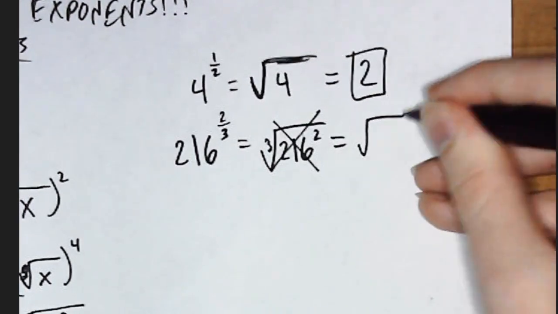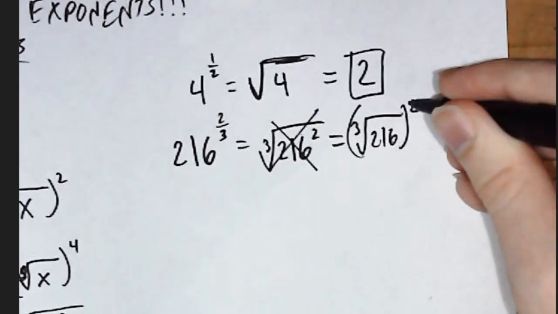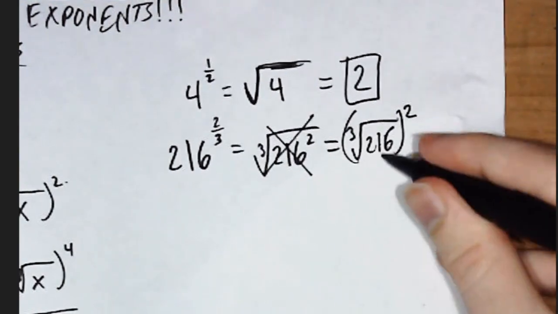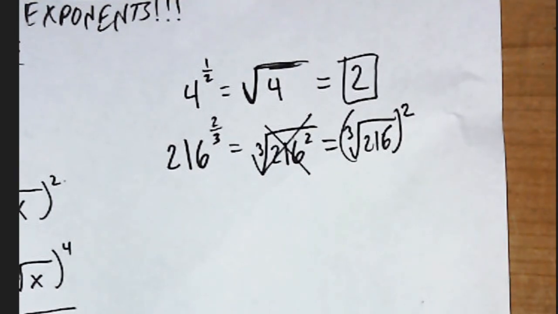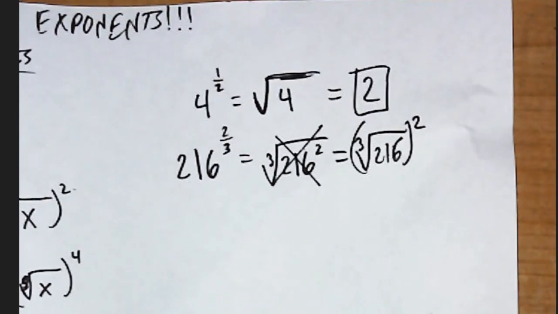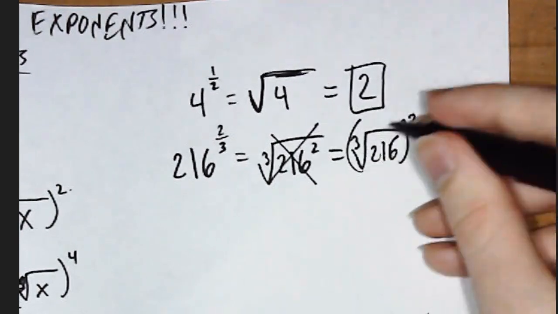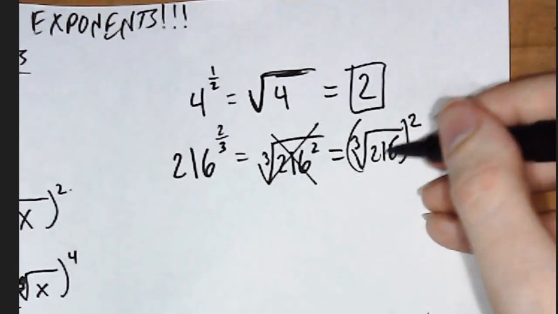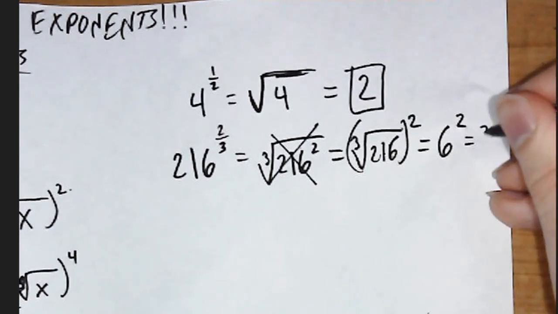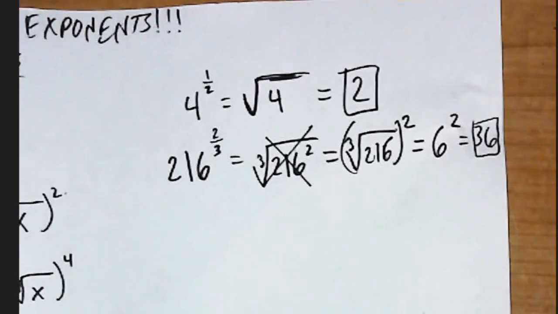So let's rewrite this as the cube root of 216, all of it squared. We know that these two are equivalent, but now we have the cube root of 216, and 216 is a perfect cube, as you should remember from Algebra 1. So the cube root of 216 is 6. But is this just 6? No. The cube root of 216 is 6, but we're squaring it, so this is 6 squared, giving us a grand total of 36 for 216 to the 2/3 power.